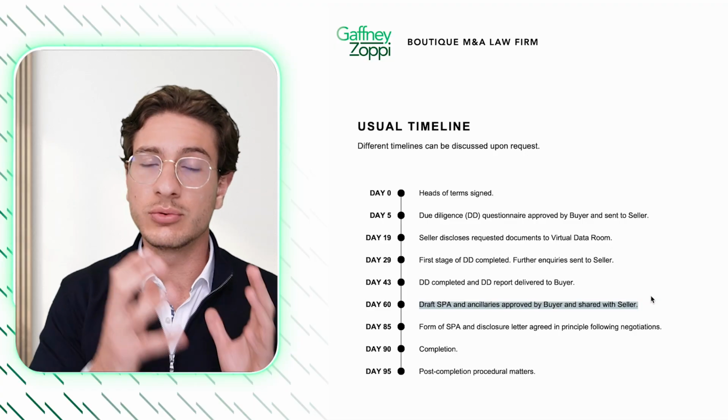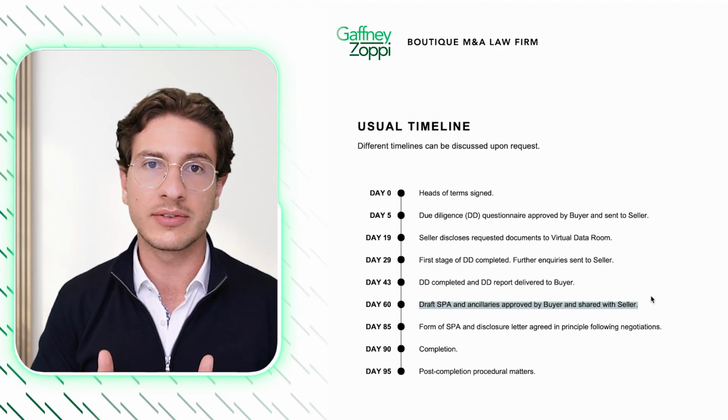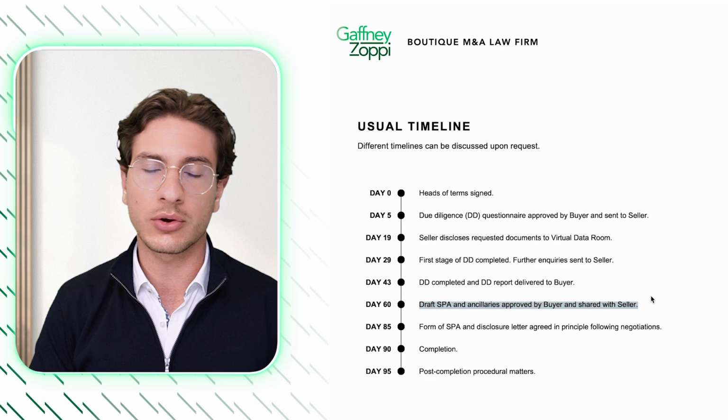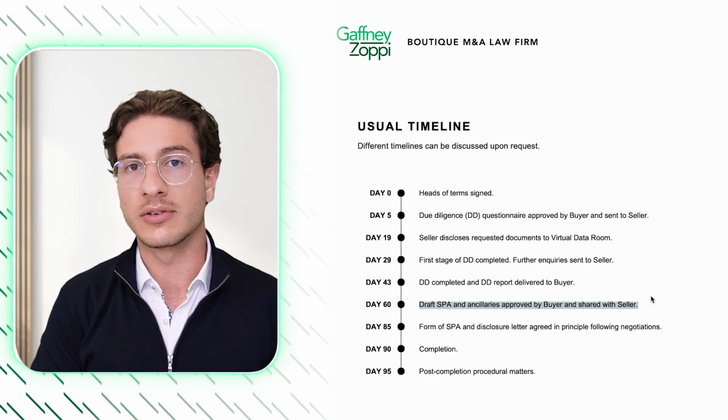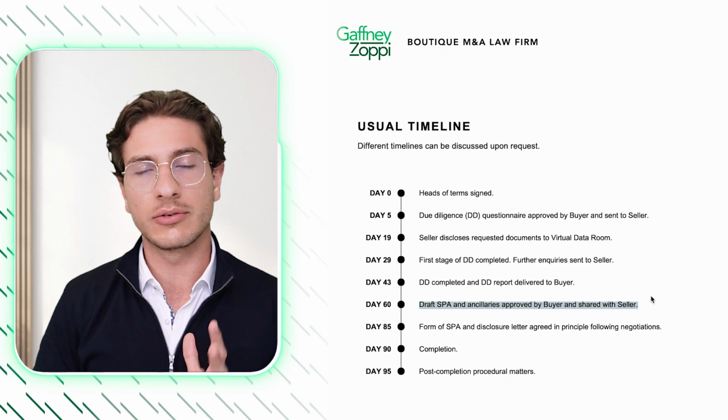Once due diligence has been completed, the buyer's solicitors will draft the SPA, the sale and purchase agreement, as well as the ancillary documents. It is for the buyer's solicitors to draft these, and then these will be negotiated with the seller's solicitors.